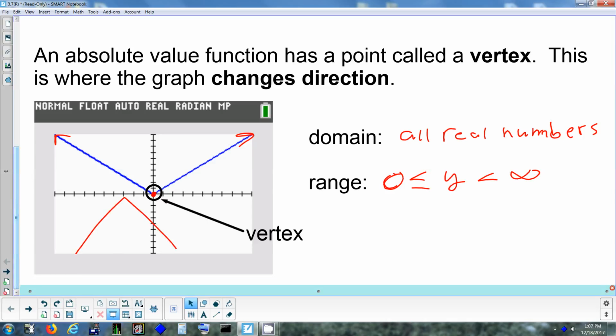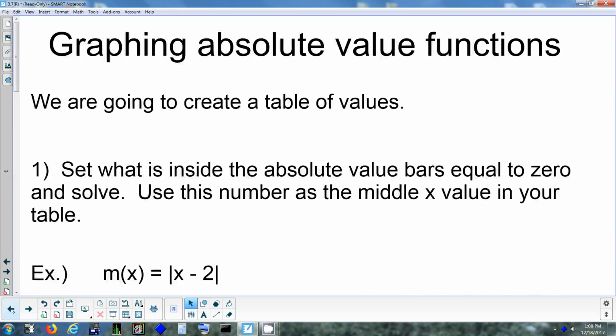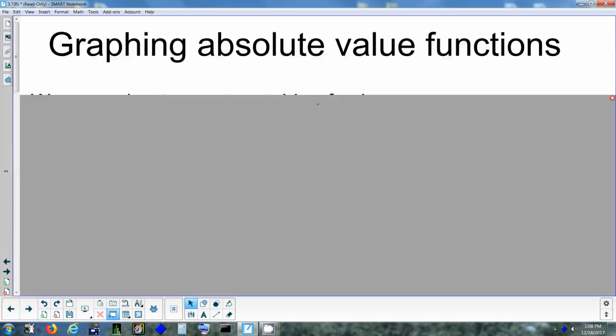That could shift. What is that point called? The origin, right? For the parent function, the one that's as basic as you can get, there's no plus a number, there's no minus a number. Vertex is right at the origin. We're going to look at some where it's not at the origin, like this one. You might guess where it's going to be. It's going to be up 3 units from the origin. This plus 3 is going to take the V shape and move it. So where the vertex is could shift. It could be up or down on the y-axis, or left or right on the x-axis.